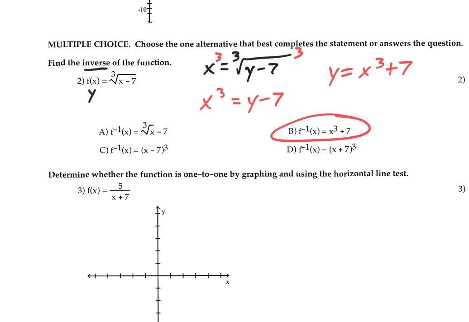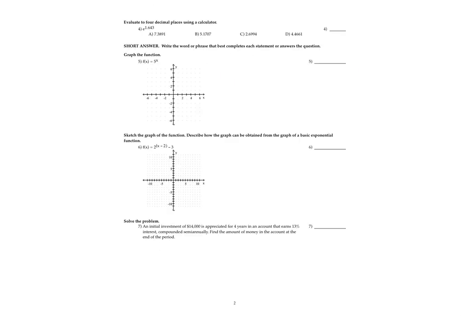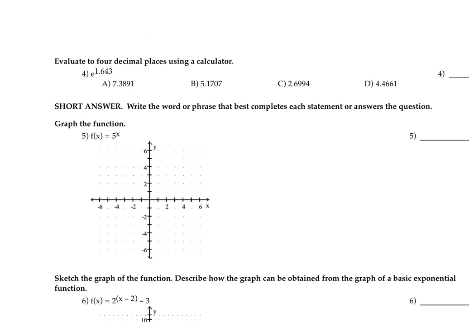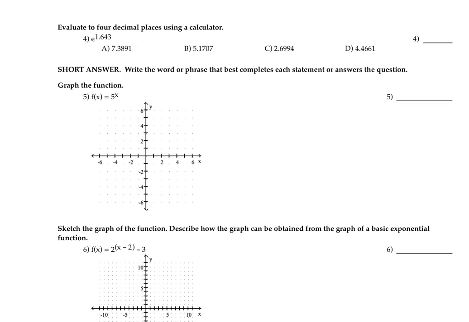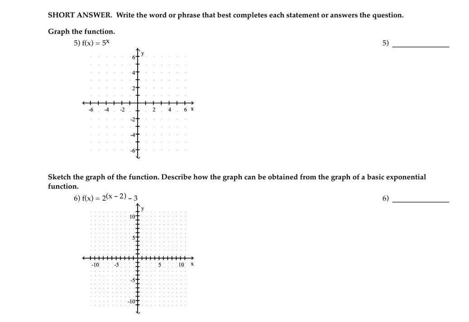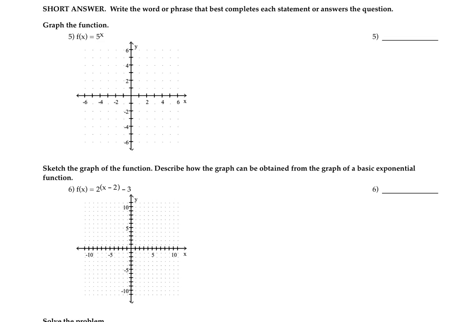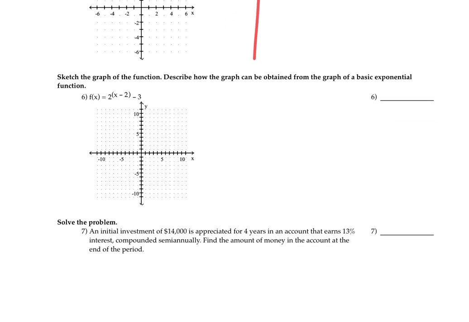Number 3, you just got to graph it and then tell if it passes the horizontal line test. It's just a yes or no. Okay, 4 is a calculator problem. 5 is a calculator problem. You can put it in the graph. Give me a few points that would be on that graph, and then just graph it. Same thing on number 6, but make sure that you describe the changes that take place.